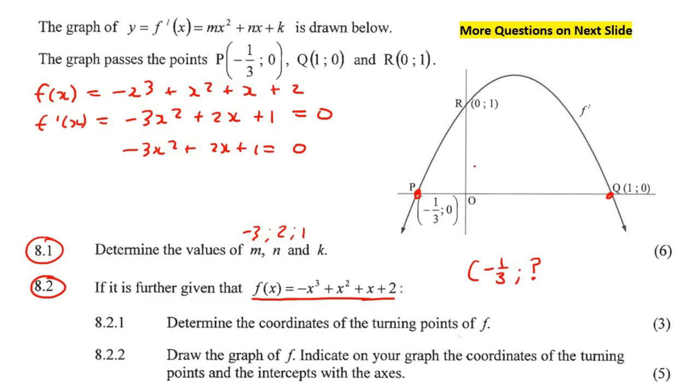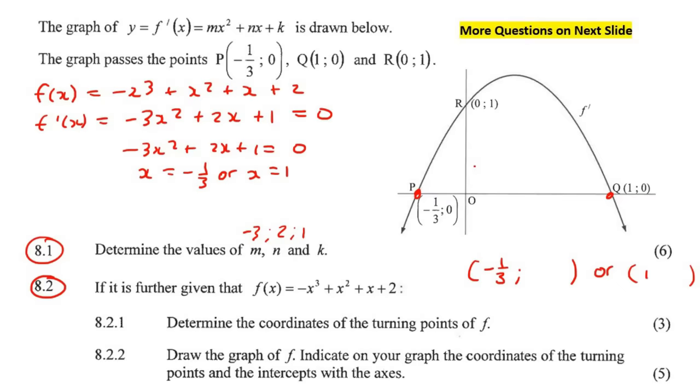Okay, so you can imagine if we went and solved this, you would have gotten x equals negative a third and x equals 1. Then you would have to take those x values and plug them into the original graph to find the y value of those turning points. Okay, so we're going to just say here, there, or there. Now we need to go find the y values of those turning points.